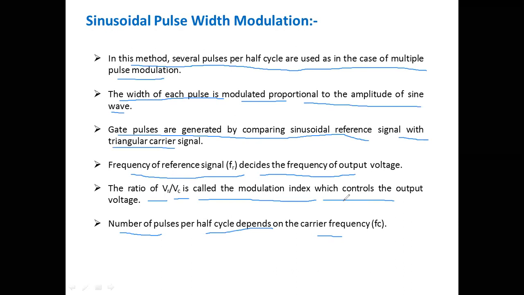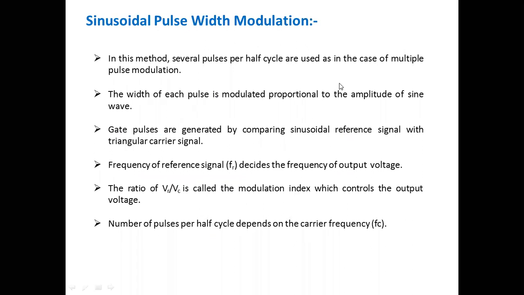There is a comparator which compares two signals. One is the triangular signal and the other is the sinusoidal signal. The triangular signal is the carrier signal and the sinusoidal signal is the reference signal. By comparing these two signals at different points of time, we will get the pulses per half cycle. Okay, there are several pulses per half cycle. So this is the basics of sinusoidal pulse width modulation.